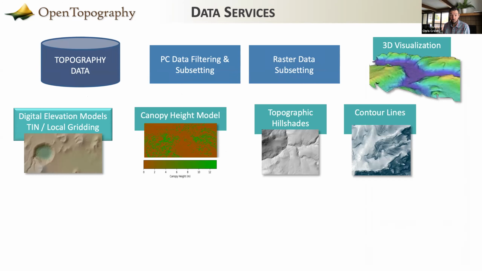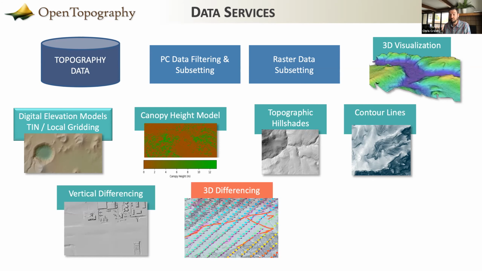So we do browser-based visualization of point clouds, and dynamic generation of gridded products from point clouds. That's digital elevation models of various kinds, whether it's a DTM or a DSM. We have tools for canopy height calculation, raster-based visualization like hillshades and slope maps, the classic raster-based topographic products. We do dynamic generation of contour lines from topography. And then a big emphasis, which I'll show you an example of a little later, is tools for topographic differencing, because increasingly some parts of the world are getting covered by multiple collects.